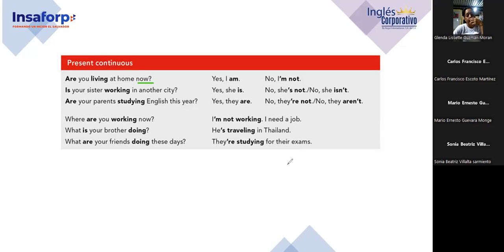Ya ven, hay affirmative and negative statements. Great job. Muy bien, chicos. Is your sister, in the case that you have a sister, working in another city? Look, we can say yes or we can say no. Yes, she is. No, she's not. Ya tuvimos un ejemplo. Información personal. Segundo ejemplo es información sobre.